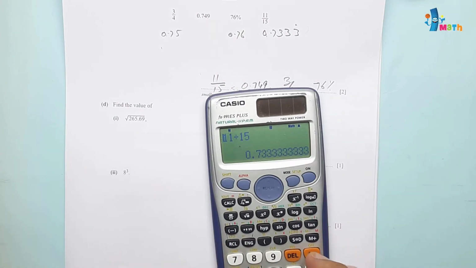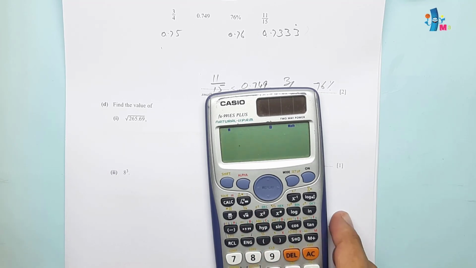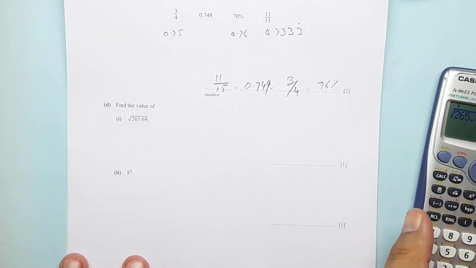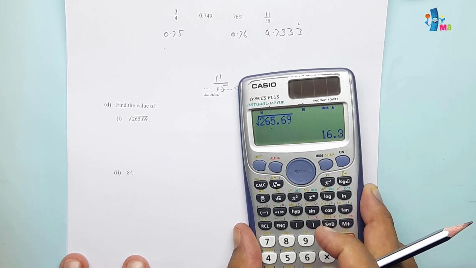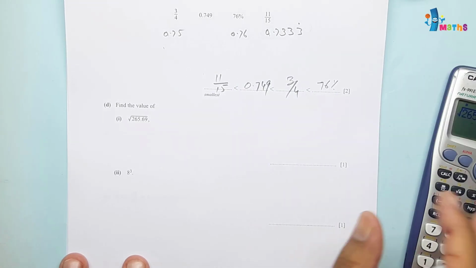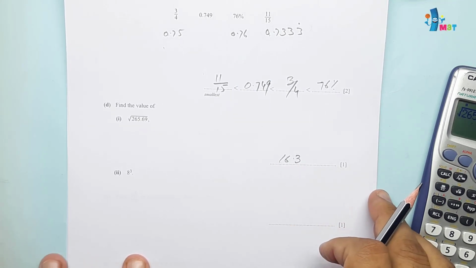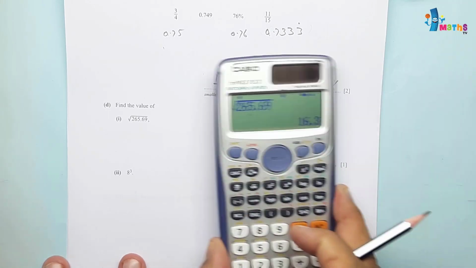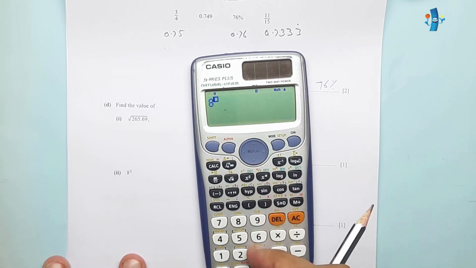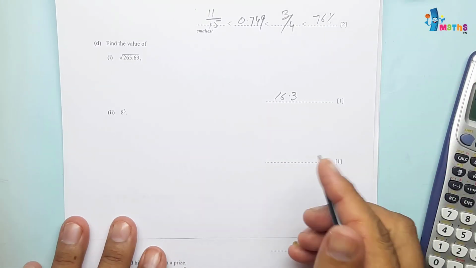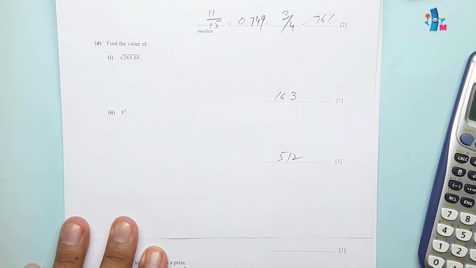Find the value of this square root they have given. So the square root of 265.69 is equal to 16.3. And 8 raised to the power 3 will be equal to 512. So we can write here 512.